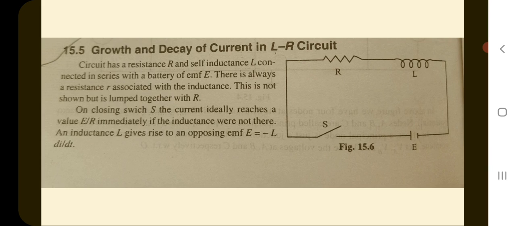immediately, if the inductance were not there. An inductance L gives rise to an opposing EMF, which is E equal to minus L di by dt. Therefore, the current does not rise abruptly but takes some time to reach the steady value I0 equal to E upon R, where I is the current in the circuit at any instant of time.